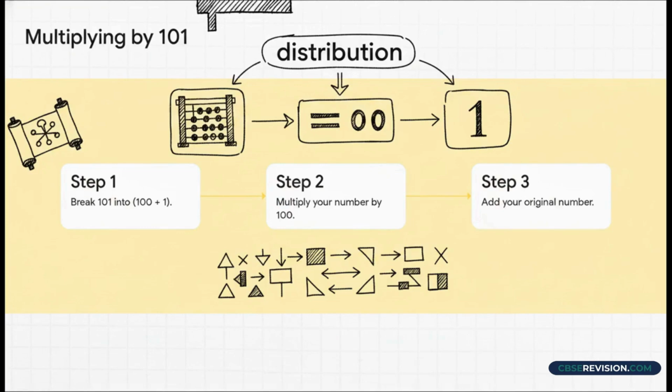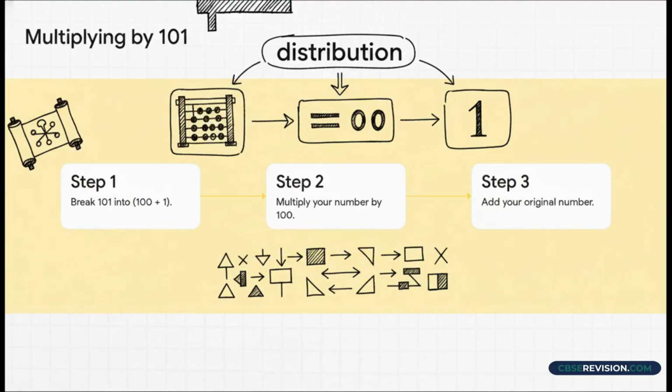Let's try another trick pulled straight from Brahmagupta's ancient texts: how to multiply literally any number by 101 instantly. Step 1, break the number 101 into two easy parts, 100 plus 1. Step 2, distribute your number to the 100 first. That's super easy, you just add 2 zeros to the end of your number. Step 3, distribute your number to the 1, which just gives you the number itself again. Finally, just add those two pieces together.